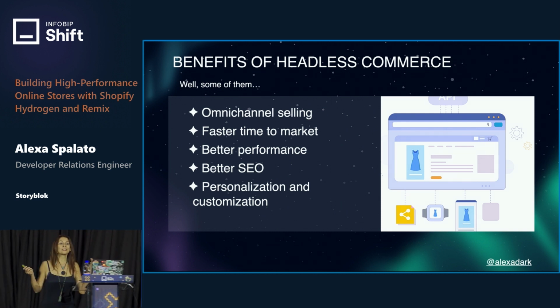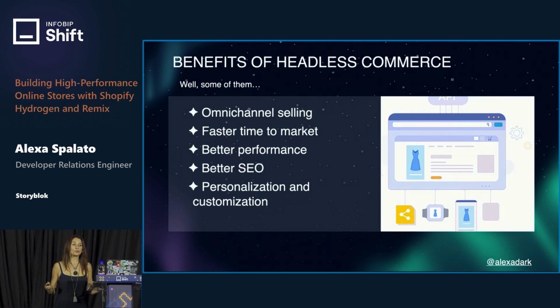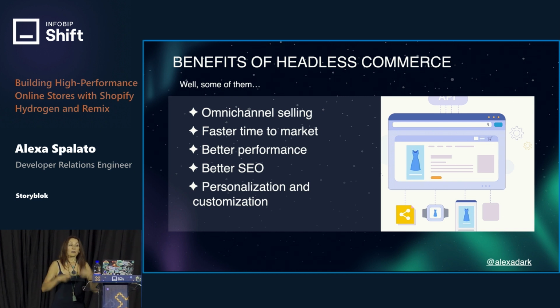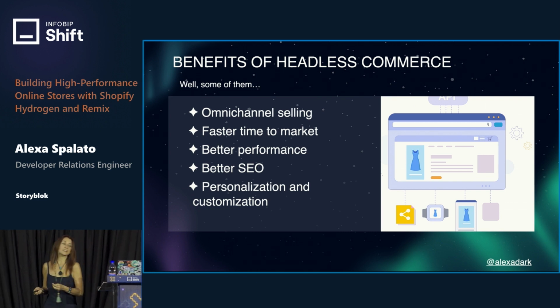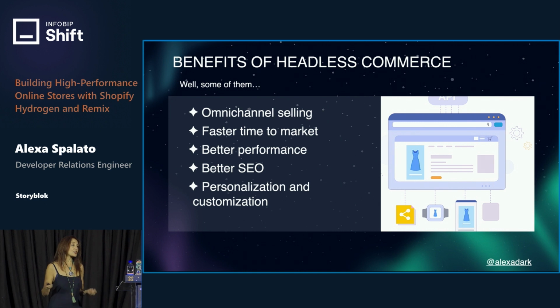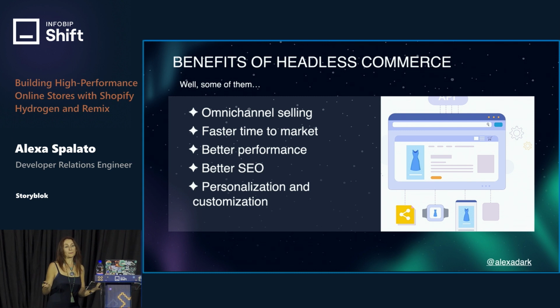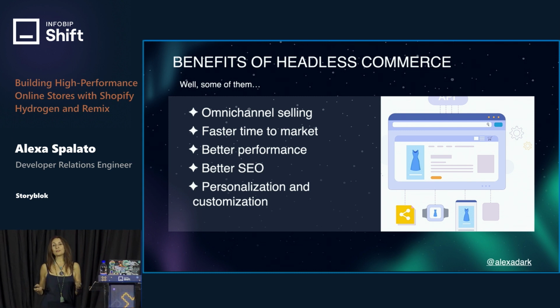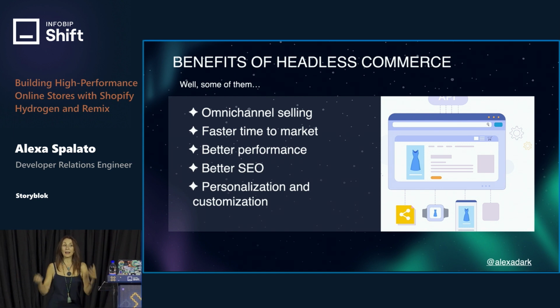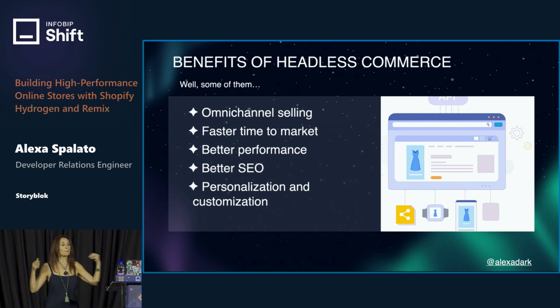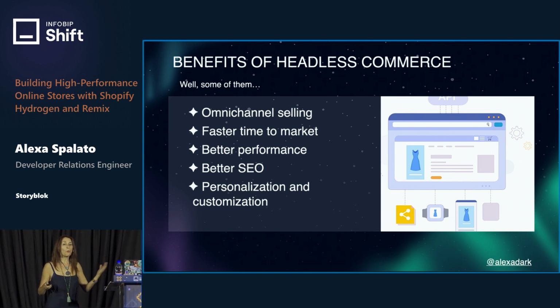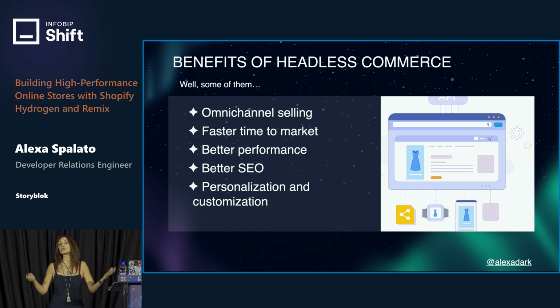So when compared to monolithic, headless commerce offers many advantages: omnichannel selling, faster time to market, better performance which leads to better SEO, personalization and customization, and certainly much more. However, it may come with an increased development complexity. So imagine an e-commerce platform that offers all the benefits of headless commerce while minimizing the development complexity. This is where Shopify Hydrogen comes in.